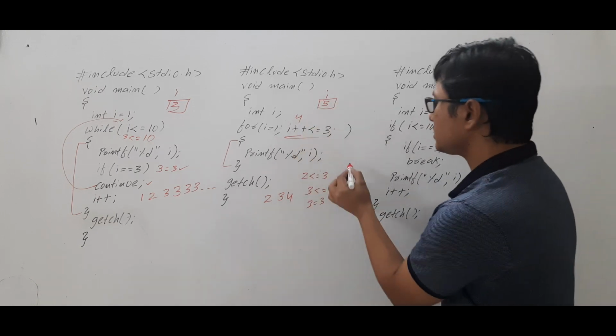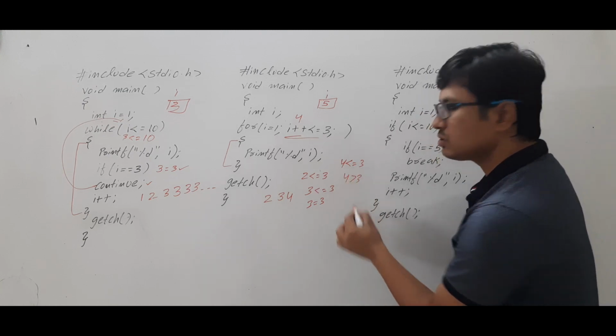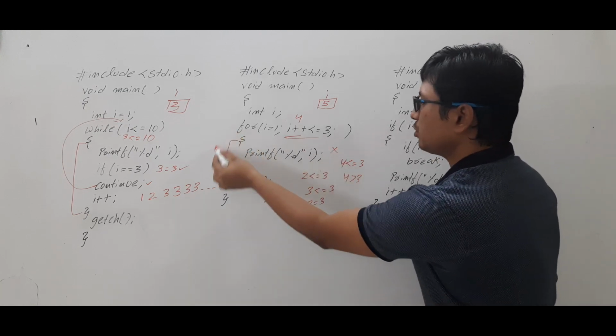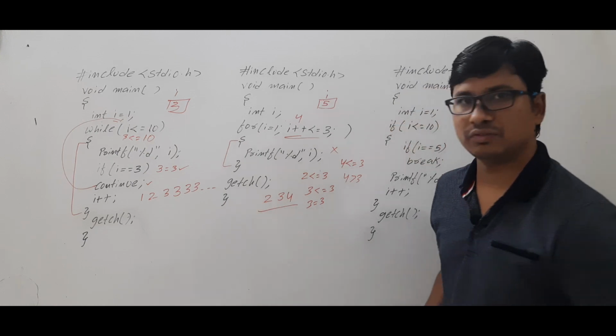So 4 is less than or equal to 3, they are looking at. 4 is greater than 3. So this condition is failed, it will come out from the for loop. So this program will give the output as 2, 3, 4.